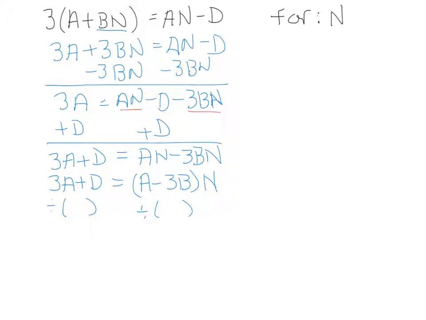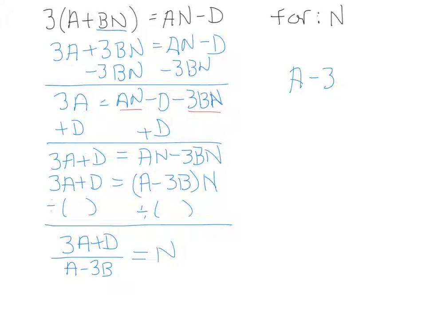So I'm just going to write a lazy symbol of divide by the parentheses, and that's going to give me the result of 3a plus d over a minus 3b. Now, that's what n is equal to. Of course, here's the last thing. You need to consider the restriction that a minus 3b cannot be equal to 0. If a minus 3b winds up being equal to 0 for whatever you put in, then you're in trouble. So you could simply write the restriction as a minus 3b not equal to 0.